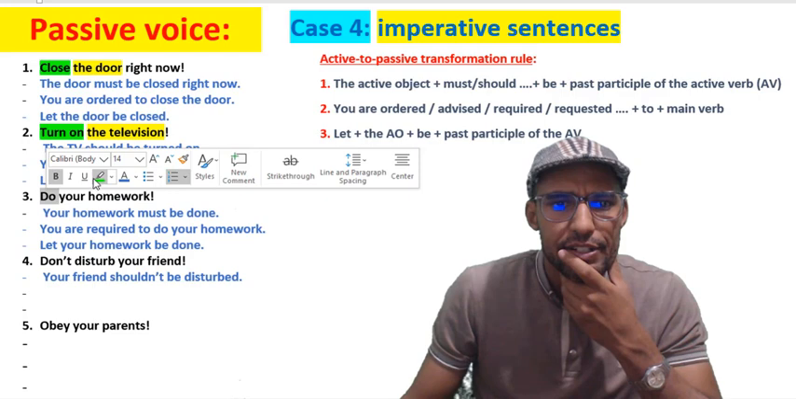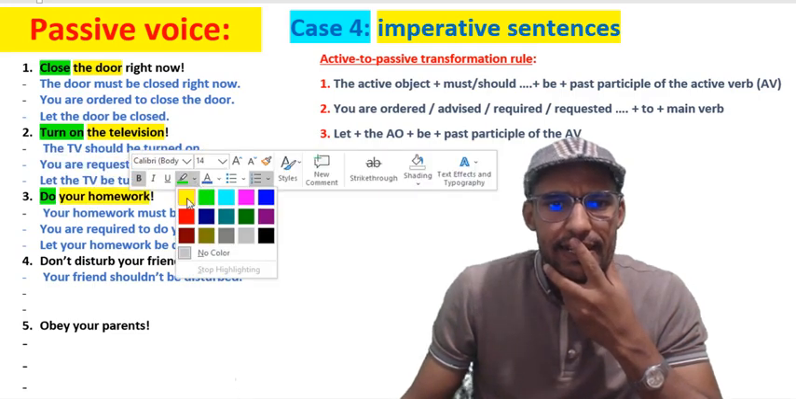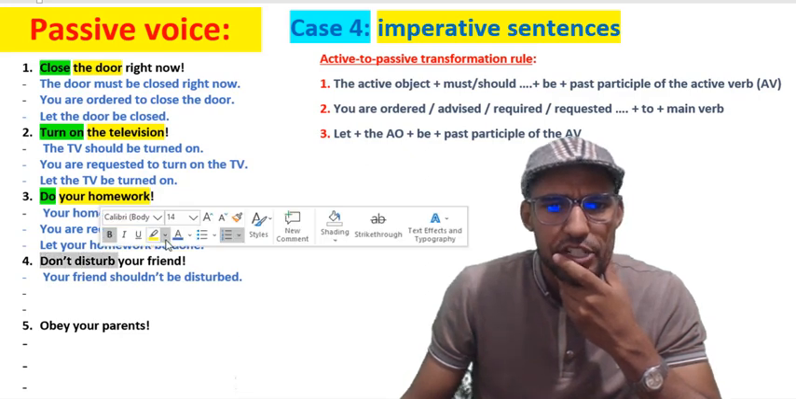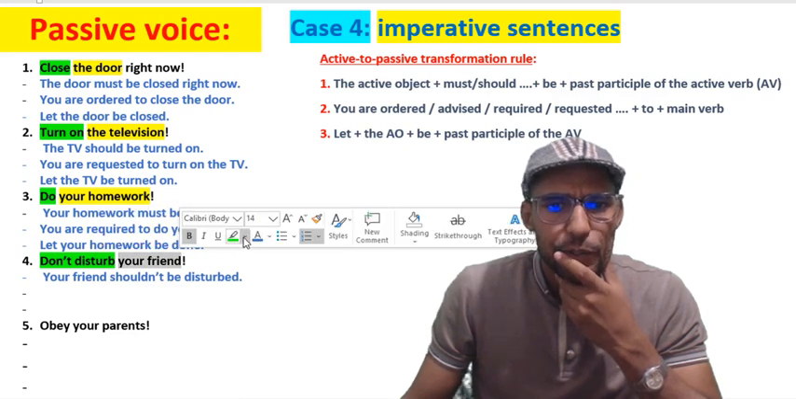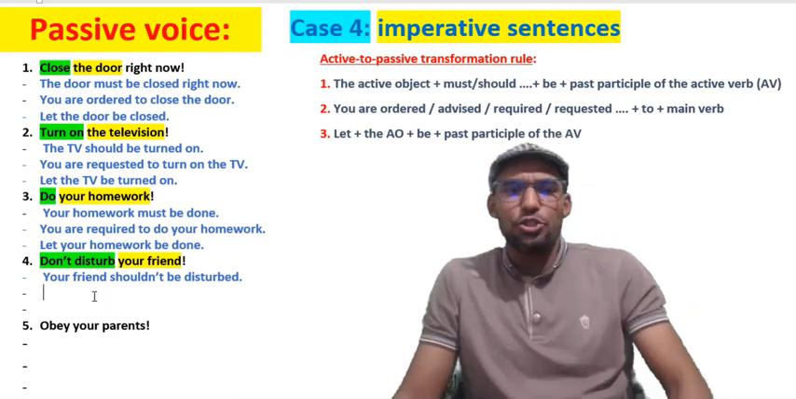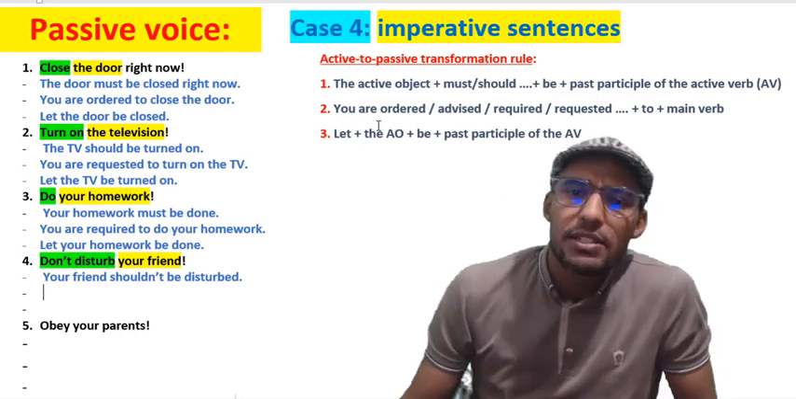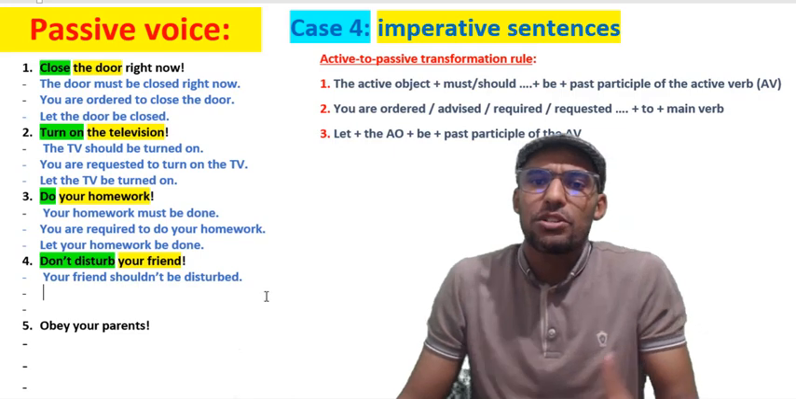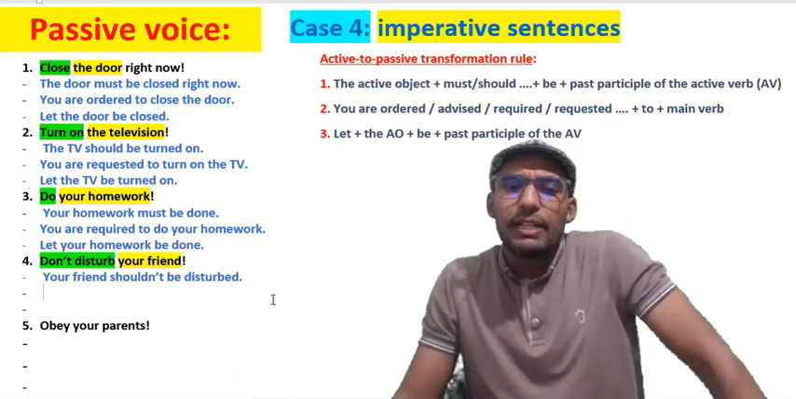Again, here we haven't highlighted the parts of speech. Don't disturb. This is the verb combination again, or pattern, and then your friend is the object, right? Okay, and let's move to number 2. The case number 2, or the suggestion number 2, instruction number 2. We can use this expression: you're ordered, or you're advised, or you're required, and so on, right?